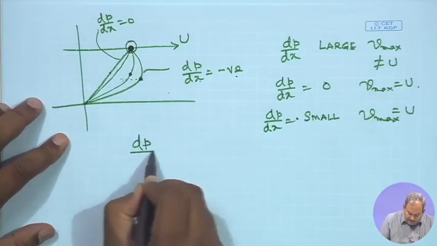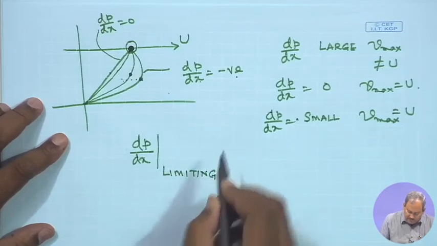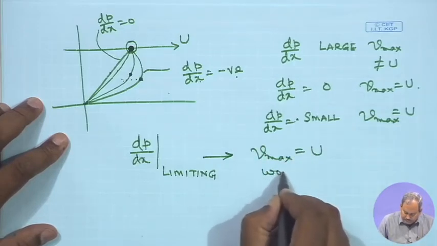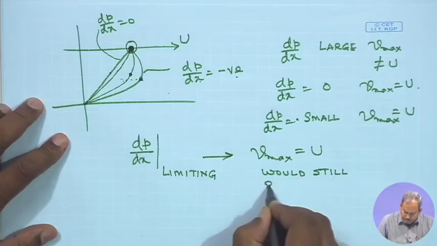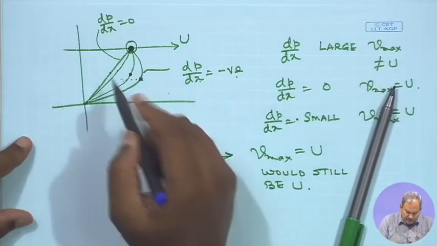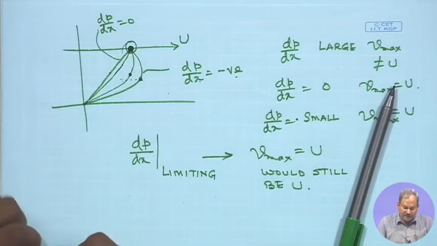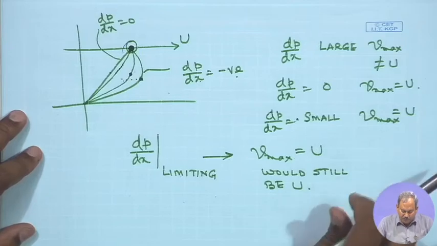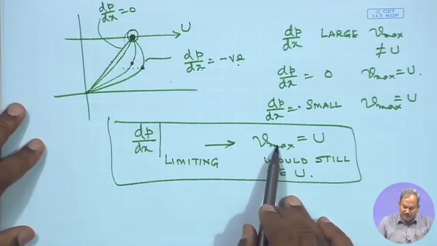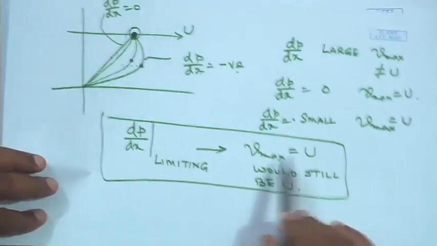So, what is the limiting value of dp dx? Can you find out the limiting value of dp dx such that Vmax would still be equal to u? So, it is no longer a straight line, it deviates from a straight line, but the maximum is still over here. So, what is the condition that one has to impose in order to obtain the limiting value of dp dx such that the Vmax is still equal to u? I would leave that problem for you to think about.